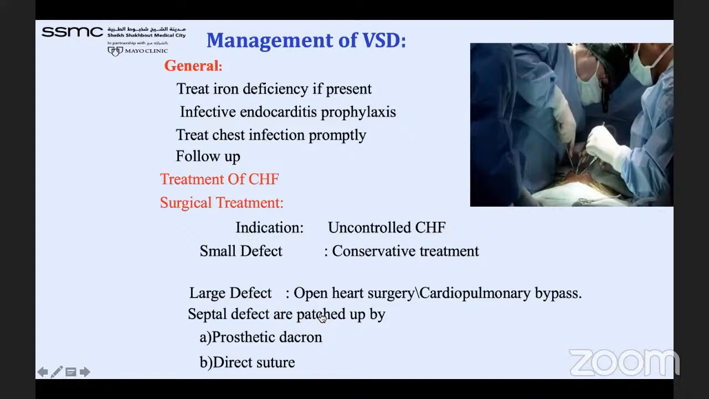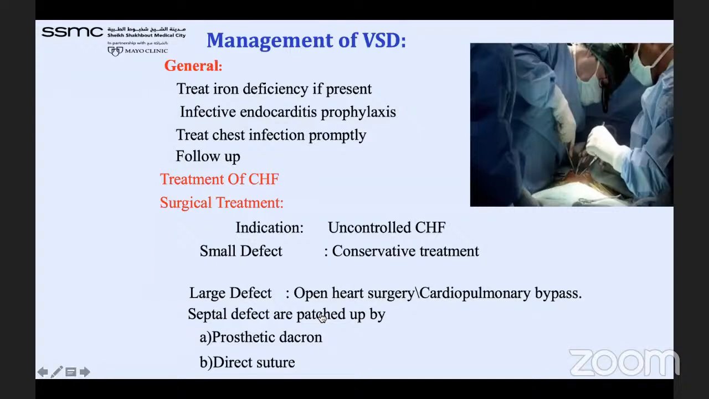Infective endocarditis prophylaxis, like all other cardiac diseases, treat chest infection promptly, and follow up these babies. Treatment of congestive heart failure is the same, like diuretics or captopril. And if the baby has reached that stage, then you have to refer to cardiac consultation for the treatment. Surgical treatment is the same.